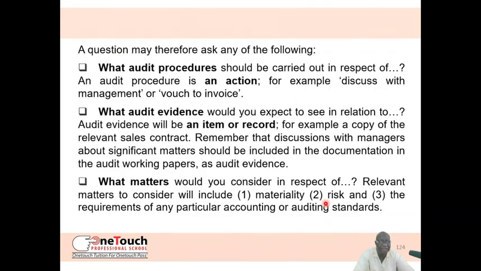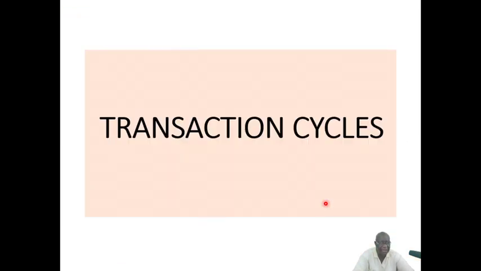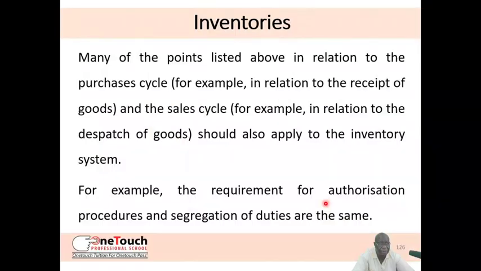The question may therefore ask any of the following. What audit procedures should be carried out in respect of a particular item? What audit evidence will you expect to see in relation to it? What matters will you consider in respect of it? So all these things are then transaction cycles. Transaction cycles. Inventories. When it says transaction cycles, what it means is that you take inventories.